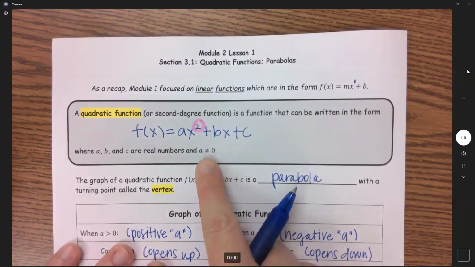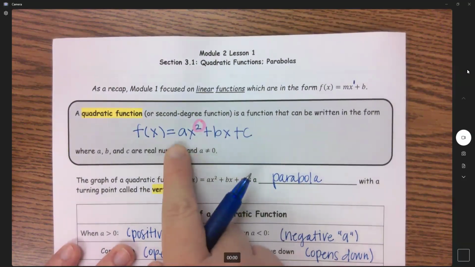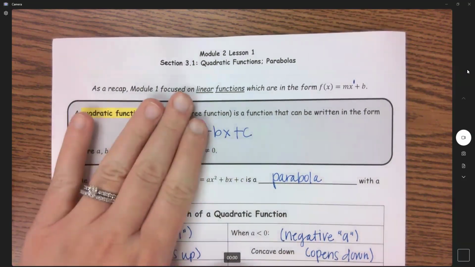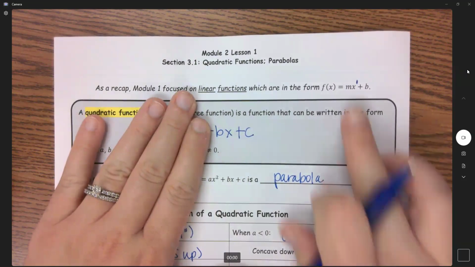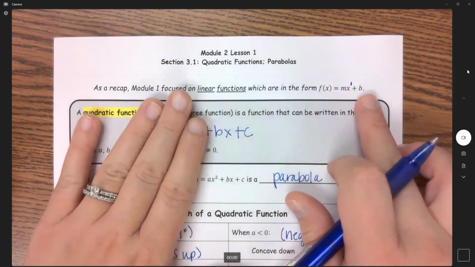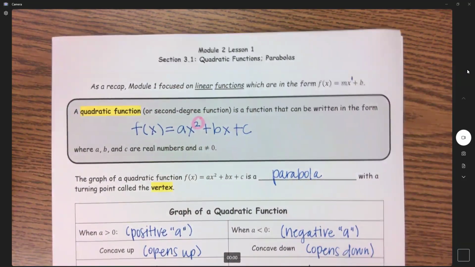And so it says that a cannot equal 0, because if a equals 0, then you have 0 times x squared, which would 0 out. And now I'm just left with this bx plus c, which is essentially your linear equation. So a cannot equal 0.